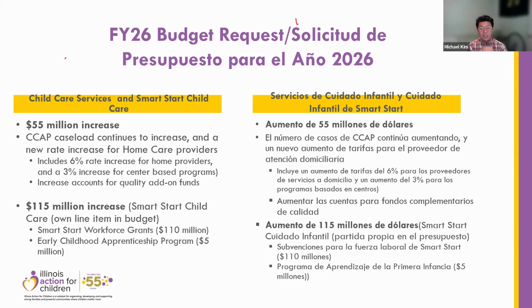Of that $150 million, $5 million will go to the early childhood apprenticeship program, which is something that UIC is a big part of. That's what they're doing over at UIC, and we're just hoping to continue to add on to that program to keep the workforce growing and expanding.